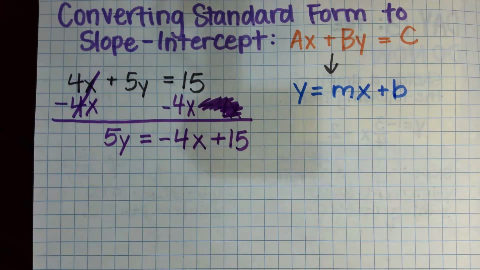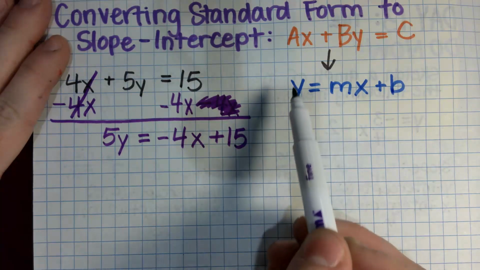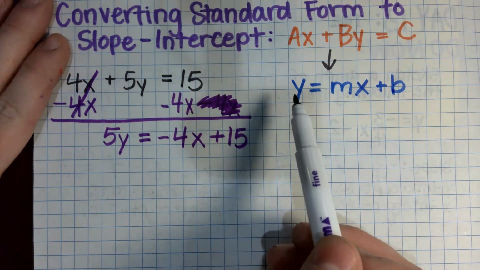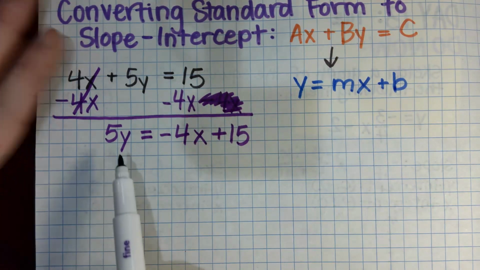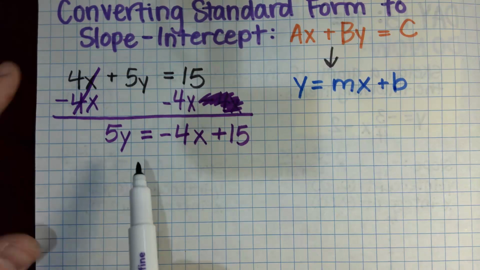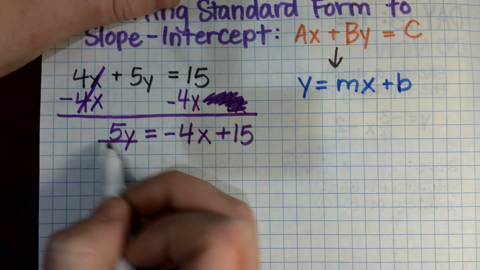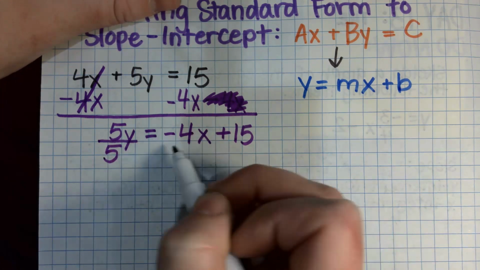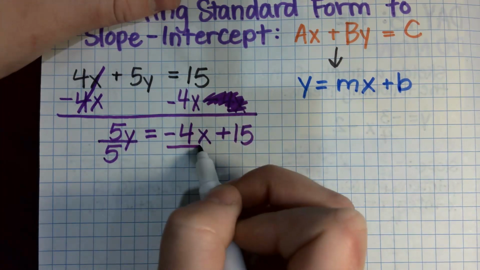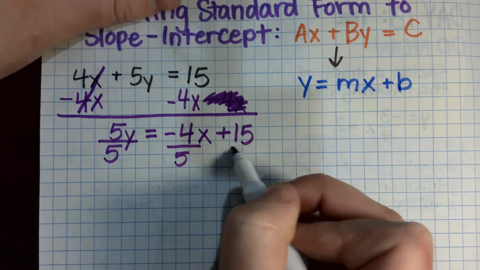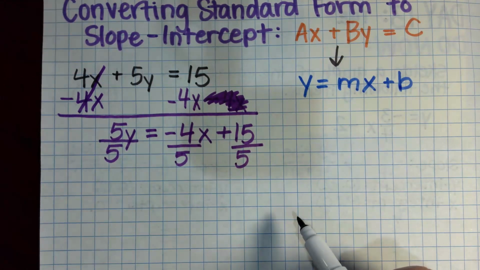Yeah. Okay. All right. So, we're not done yet. In slope-intercept form, there's no number in front of y, ever. It needs to just be y. So now, what can I do to get y by itself? We're going to divide by 5. Yes. Now we're going to divide. So, I'm going to divide this by 5. And we have to divide everything on this side by 5 as well. So we're going to be dividing negative 4 by 5 and 15 by 5. Whatever you do to one side has to be done to everything on the other.